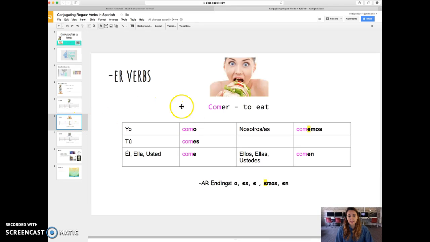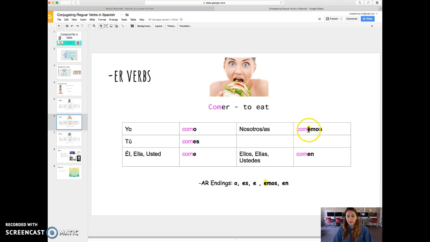ER verbs. Let's take comer. Comer is the infinitive, and the stem is in pink, so you take off the ending, ER. And you take the stem and you place it in all the boxes. And add your ER endings. O, es, e, emos, en. Yo como. Tú comes. Él, ella, usted come. Nosotros, nosotras comemos. Ellos, ellas, ustedes comen.